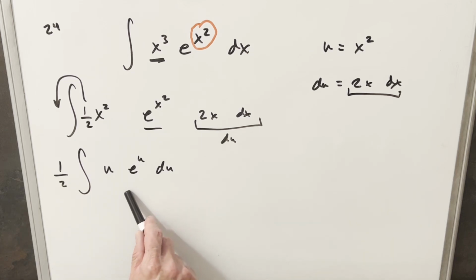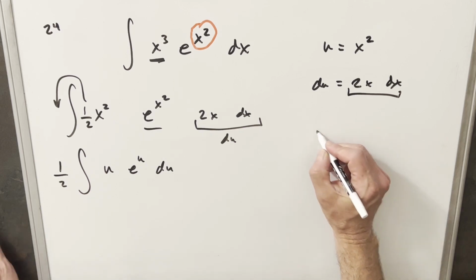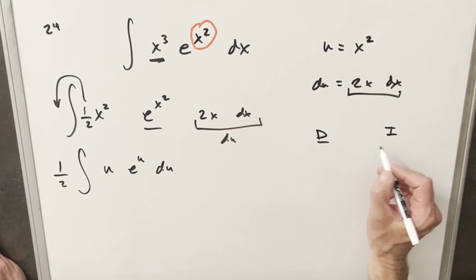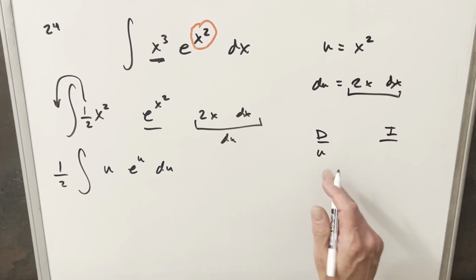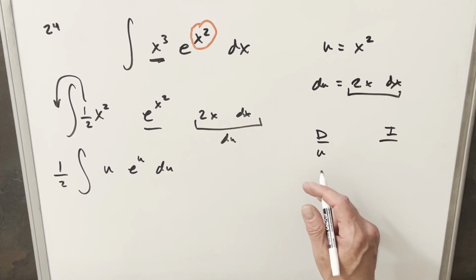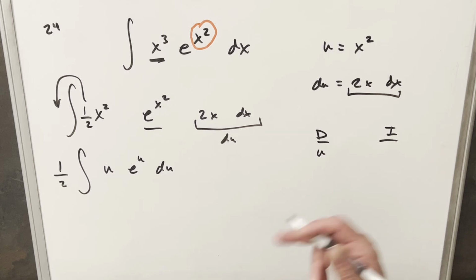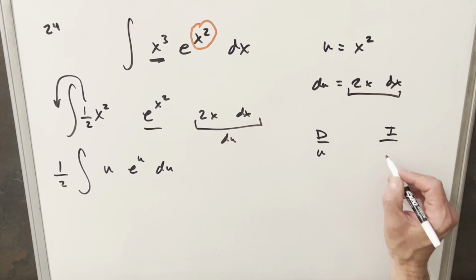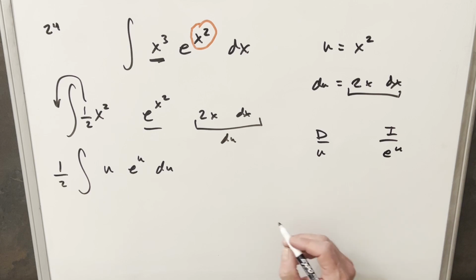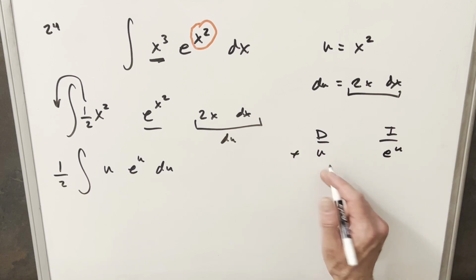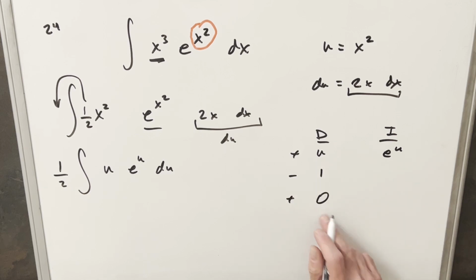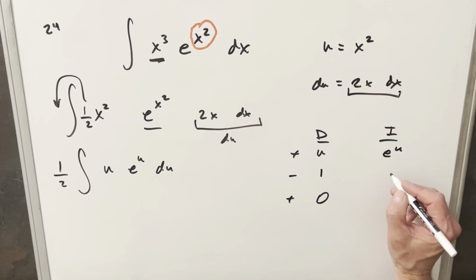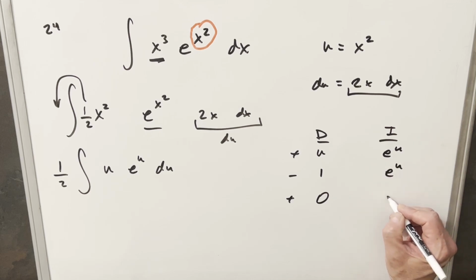I'm going to do this using the DI method, tabular integration. I'll make two quick columns. We'll have one column here to differentiate, one to integrate. I definitely want to differentiate u, and that's because the nice thing here is when we differentiate this, it's going to differentiate to 0, and then I'm going to integrate my e to the u. So differentiating on the left side here, the derivative of u is going to be 1, and then the derivative of 1 is going to be 0. That's nice. Then integrating e to the u is just going to be e to the u.